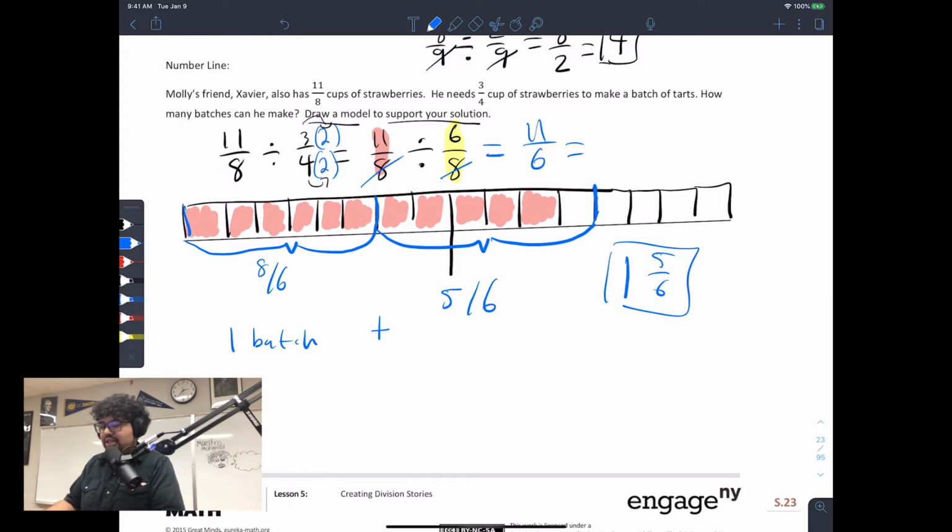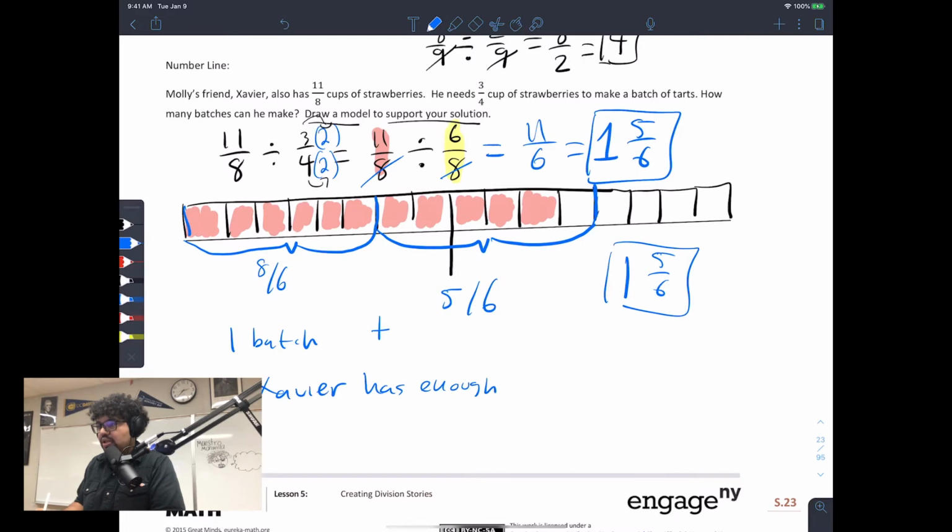I can simplify this. How many times can I fit 6 into the 11? 1 time, and I'll have a remainder of 5/6. So 5/6. So then I can say that Xavier has enough to make 1 and 5/6 batches. So we couldn't quite make 2.